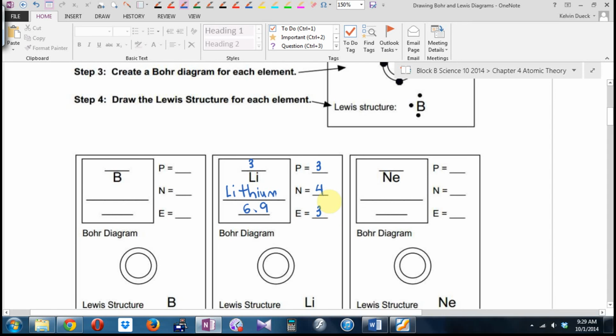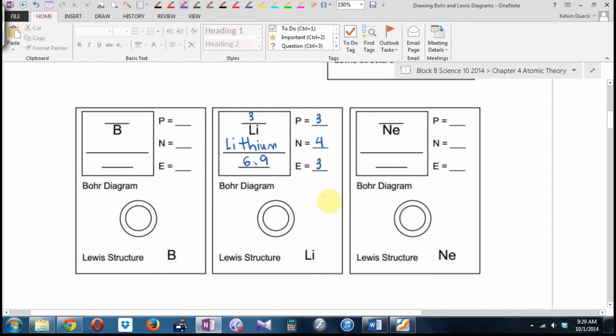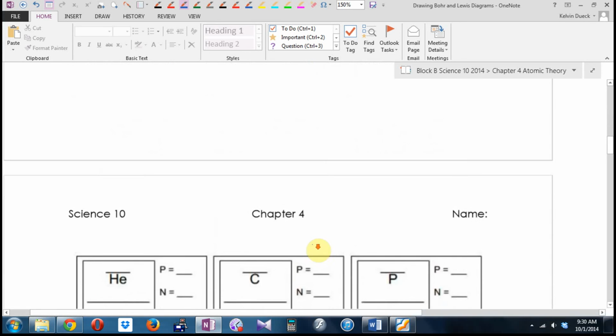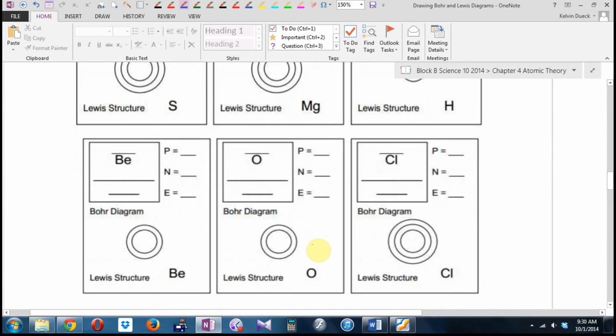Take away 3 is 4. What's the Bohr diagram going to look like? 2 electrons on the inner shell, 1 on the outer shell. And the Lewis diagram, all you care about is the outer shell. So Cassidy, how many electrons are in the outer shell of lithium? 1 dot, wherever you want to put it, on top or beside, I don't care. So that's those ones. They're going to get a little tougher because you're doing some more. You're going to do about, I think, 12 of these.